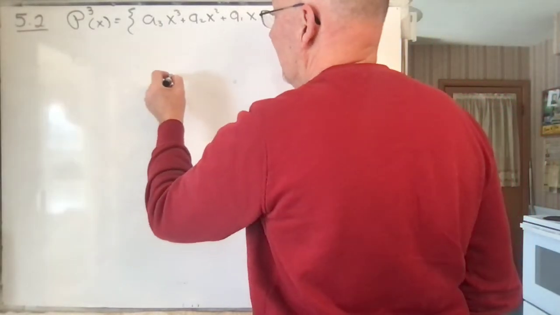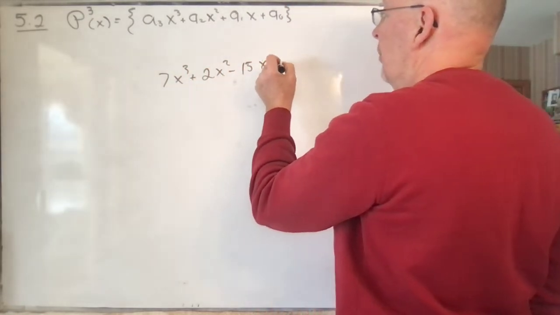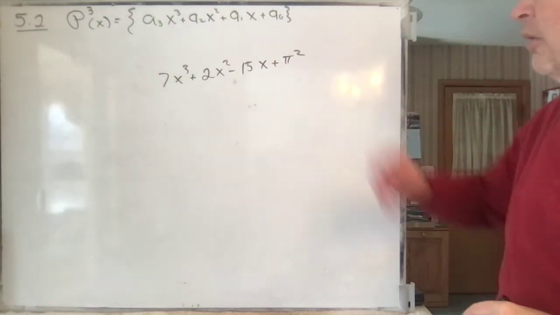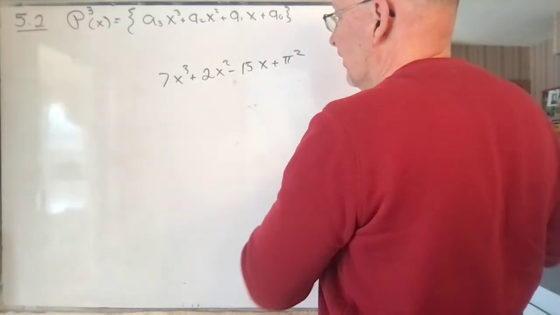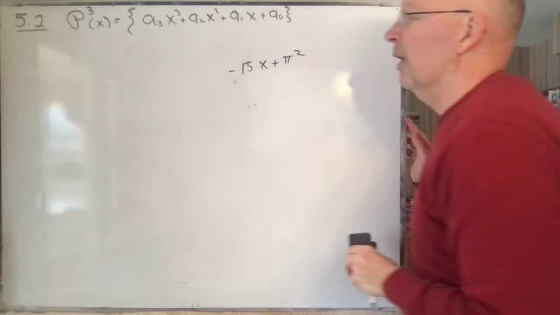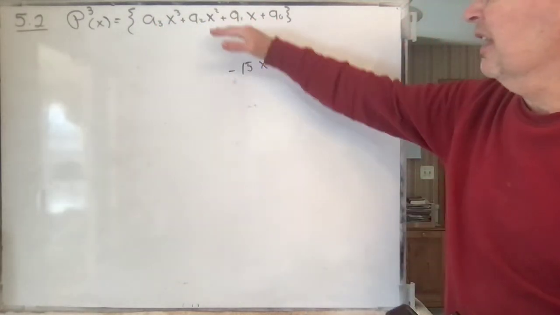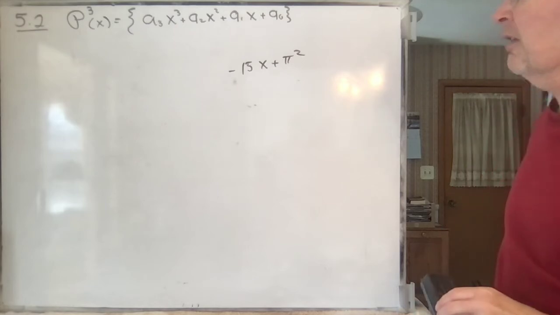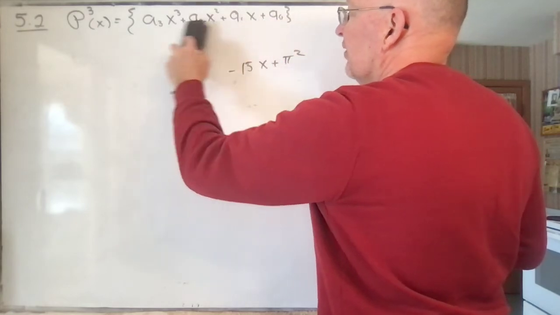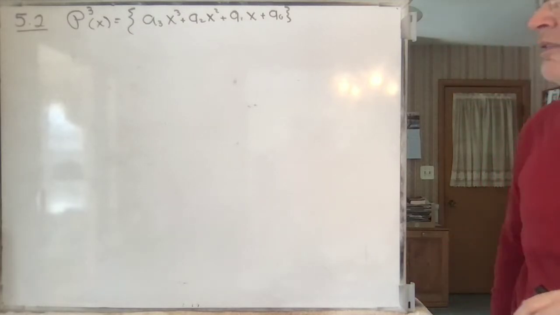So for example, 7x cubed plus 2x squared minus 15x plus pi squared. One of these constants could be 0, so that would still be in the space. Anything that is of this form, where these are any real numbers you want, that's something in P3. So in pre-calculus, you just learn this to be all polynomials that have powers of x up to and including 3, but not greater than 3. Okay, so there's our vector space.